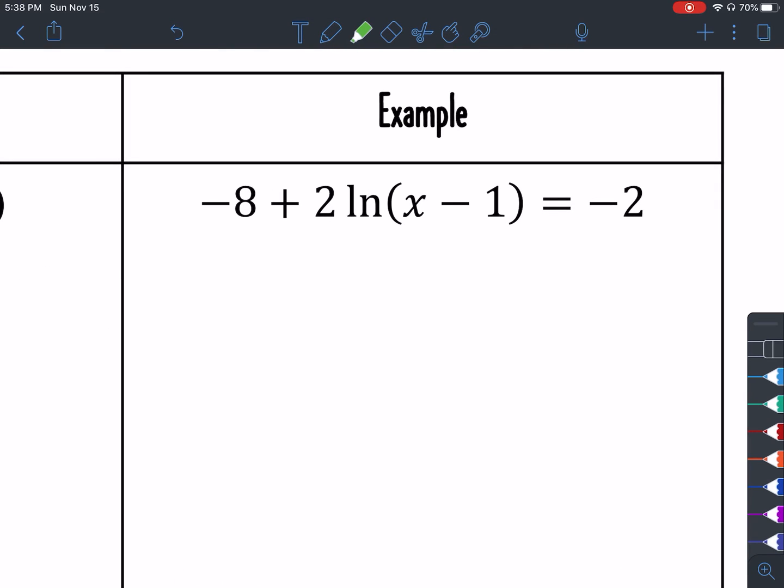So I'm going to highlight my logarithm again here. Notice that we're dealing with the natural log, so instead of the word log, it's going to be the ln. There isn't a base because the base is e, and the argument. Now we're going to get rid of everything that is not highlighted. So the first thing I'm going to see is adding that 8 to both sides.